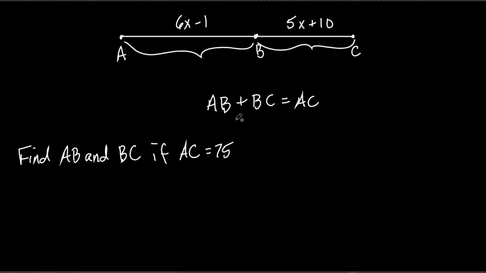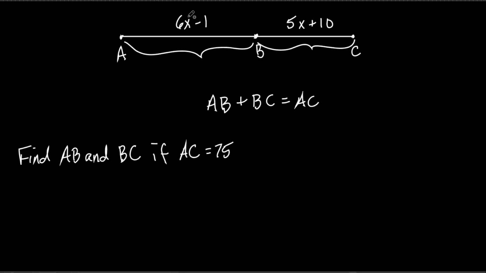Braden? So are we finding X? Well, we have to find X first, but then what are we trying to really find? We're trying to find AB, and then BC. What's the only way to find AB? If we know X. So we have to find X, but that's not our answer. We're not going to write X equals and circle it, because that's not what they're asking for, is it?